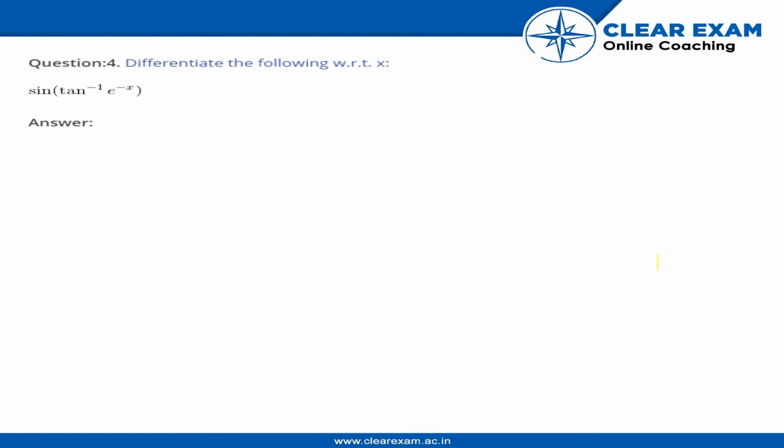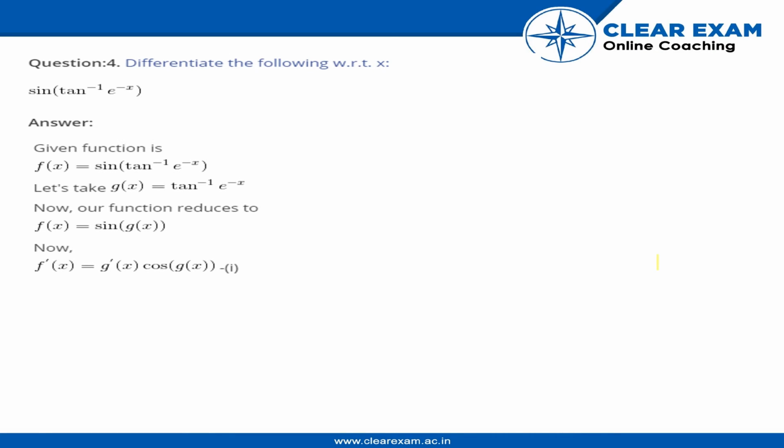Differentiate the following function with respect to x. The function is sin(tan inverse e to the power minus x). Given the function, let f(x) equals sin(tan inverse e to the power minus x).